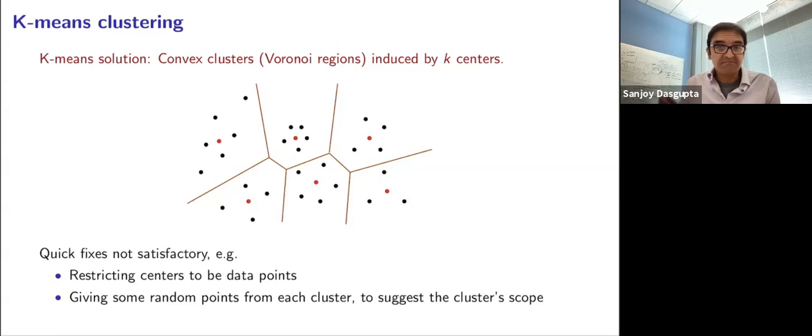Now in 2 dimensions, this is pretty understandable. But in higher dimension, it's hard to get a handle on what these clusters are, simply because the clusters are defined using Euclidean distance. So you kind of have to keep all the features in mind, and there could be hundreds or thousands of them. So it's hard to fathom the clusters. It's not easy to think of a quick fix to this situation.